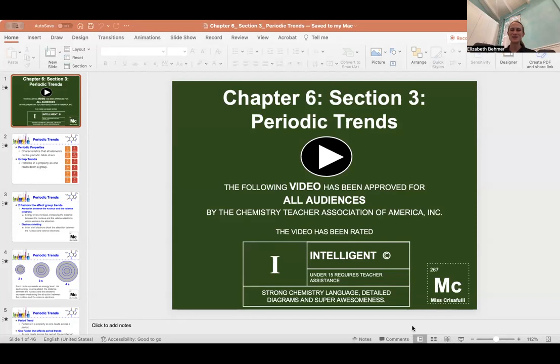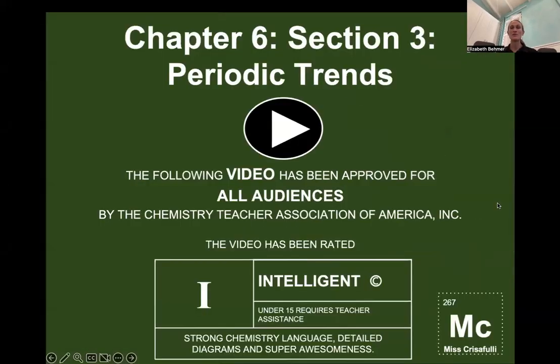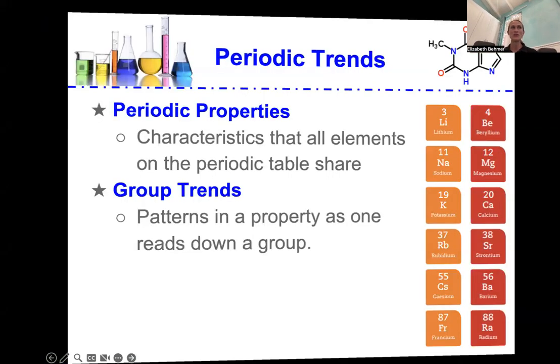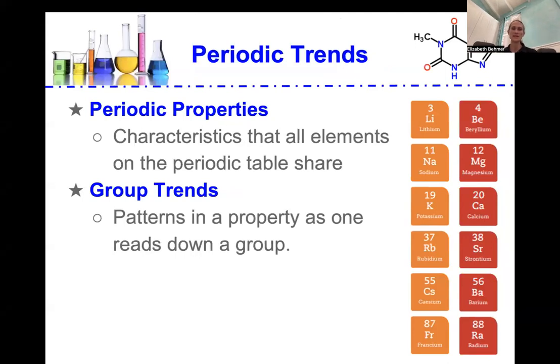This will be the final section in our Chapter 3 discussion on the periodic table, and we'll jump right into talking about periodic trends. So we've been learning a lot about the periodic table, how it's laid out, and we'll dive more into the periodic trends now.